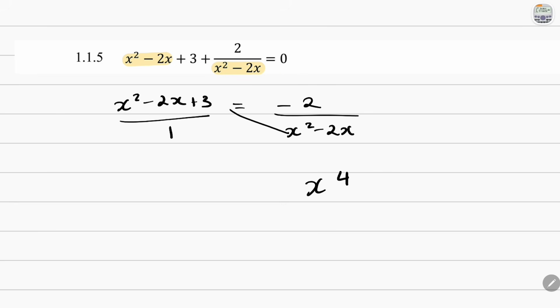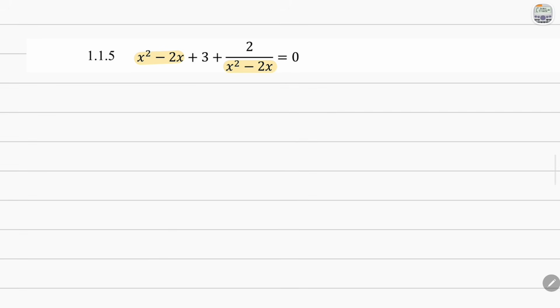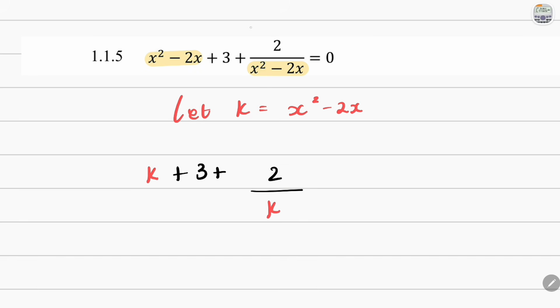So we're also going to use the k method in this situation where we see a repeated value, which we could just simplify to k so we can solve for k and then we can actually just find out what exactly x is when we substitute it back. Okay, but just keep in mind how we had x to the power of 4, meaning there's 4 possible solutions because that will be the highest exponent of x. Okay, so we're going to say let k be equal to x squared minus 2x. And so we have k in place of that. So say k and then plus 3 plus 2 over k is equal to 0.